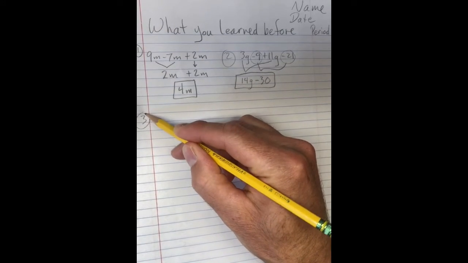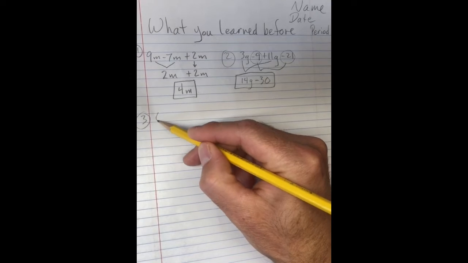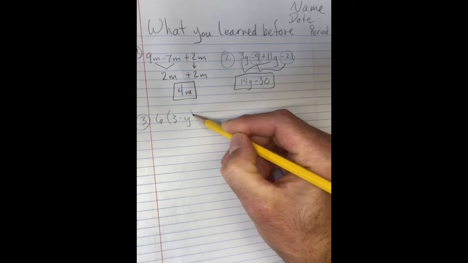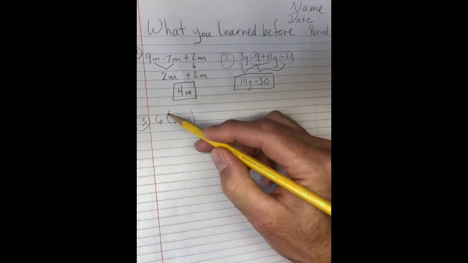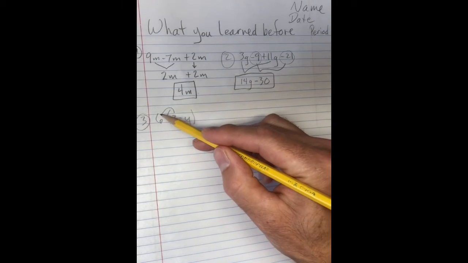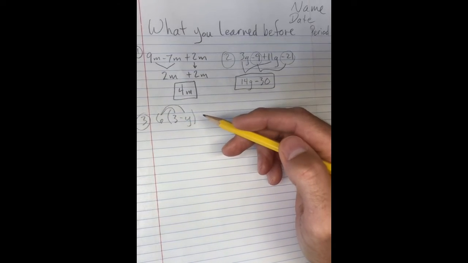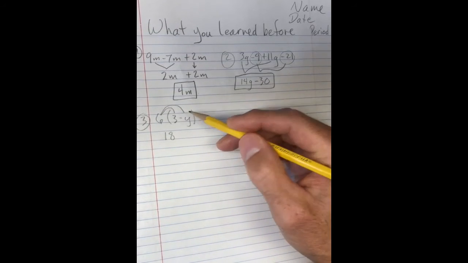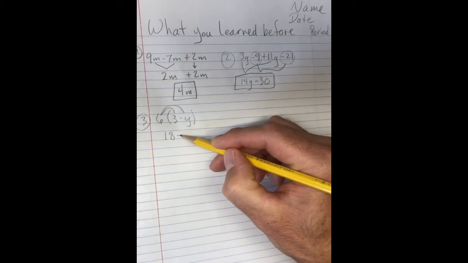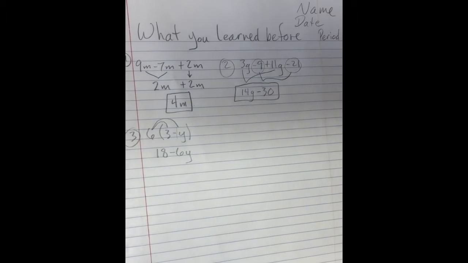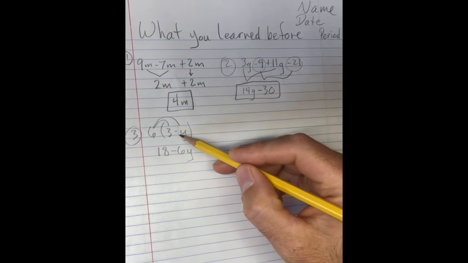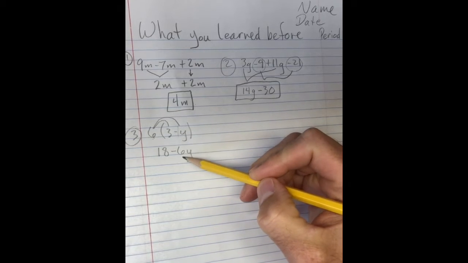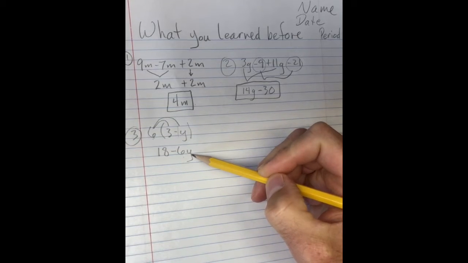Number 3. The problem for number 3 is a distributive property problem. 6 times the quantity 3 minus y. And we've got 6 being multiplied to 3 and 6 being multiplied to negative y. So 6 times 3 is 18, and 6 times negative y is negative 6y. So you could say this is negative 1y, and 6 times negative 1 is negative 6, and we're talking about y's, so it's negative 6y.